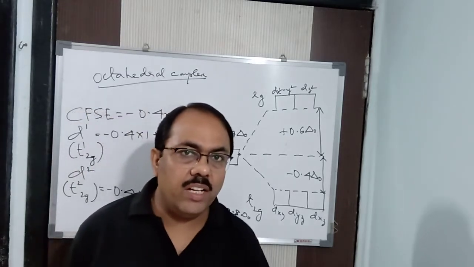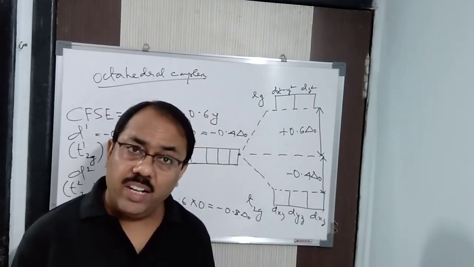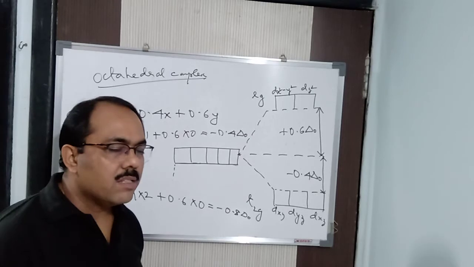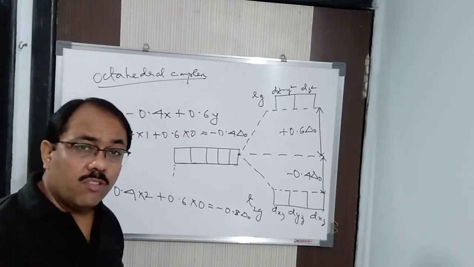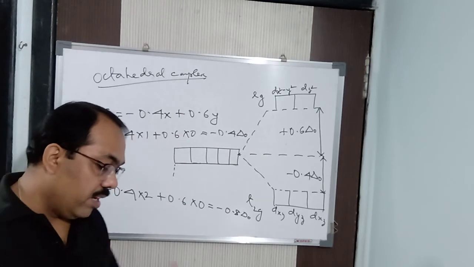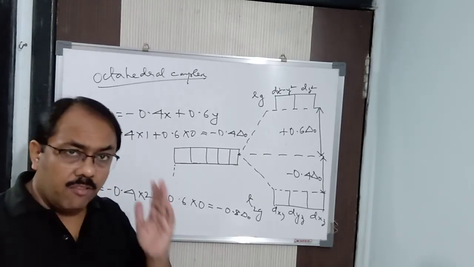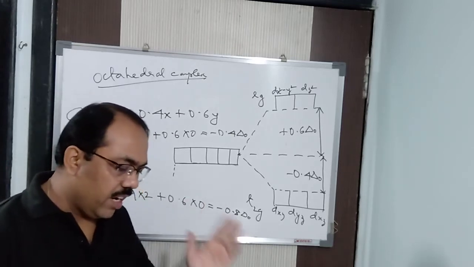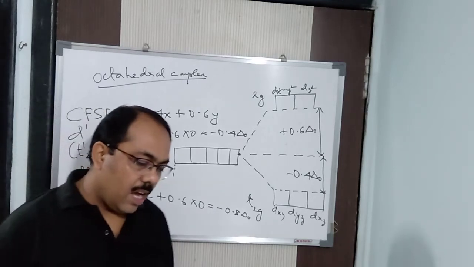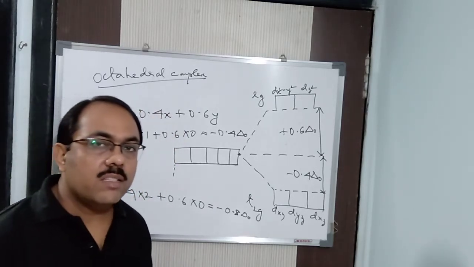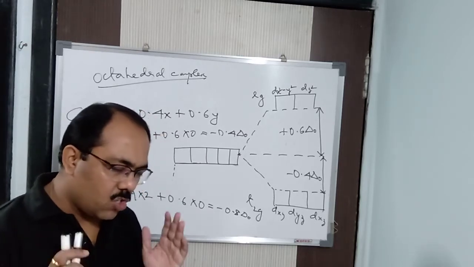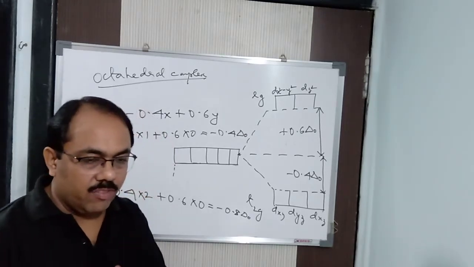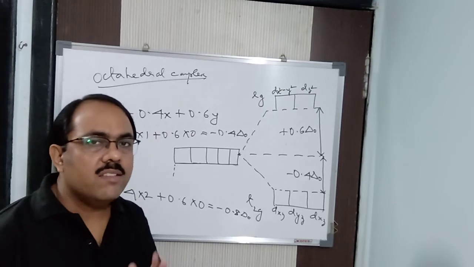So the strong field ligand, mind it, strong field ligand is what? CN minus, CO, NH3, en, all these are strong field ligands. So the strong field ligand will result in low spin complexes and weak field ligand results in high spin complexes. Again I repeat, strong field ligand results in low spin complexes, and weak field ligand results in high spin complexes.